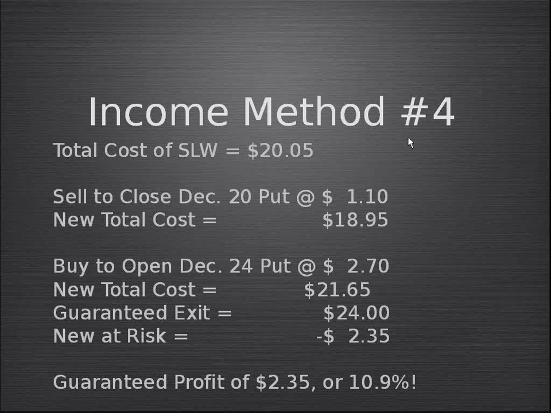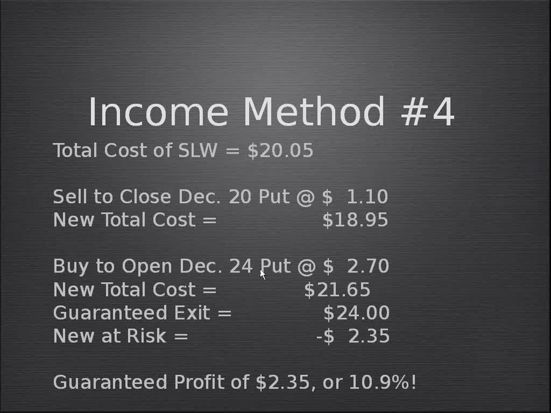The stock was at $22.60. Total invested into the position is $20.05: stock plus put minus the call premium we received. We're going to sell to close our December 20 put for $1.10. This would take our cost basis from $20.05 down to $18.95, but we do not have a put option in place. So with income method number 4, we're going to sell to close our put and buy to open a higher strike put.